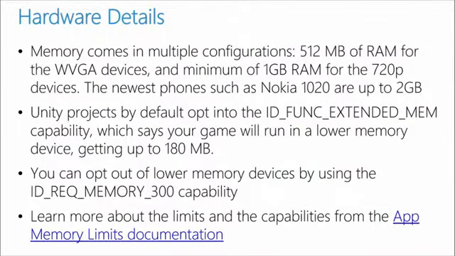Memory on the Windows Phone devices comes in a few different configurations. First up, you've got 512 megabytes of RAM for the WVGA devices. That's right. You have a minimum of 1 gig of RAM for the 720p devices. And in fact, the newest phones, such as the new Nokia 1020, have up to 2 gigs. Right. And again, you've got to keep that in mind, depending on what platforms you're going to support, or you might want to detail that your game only runs on certain ones and so on.